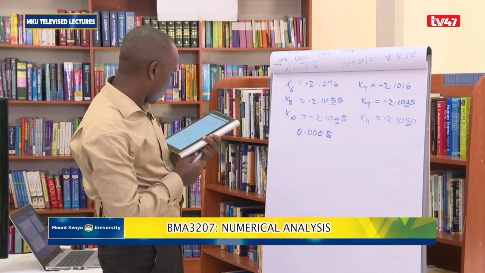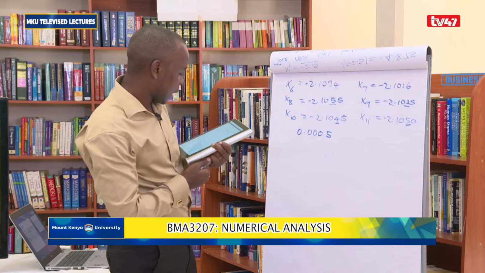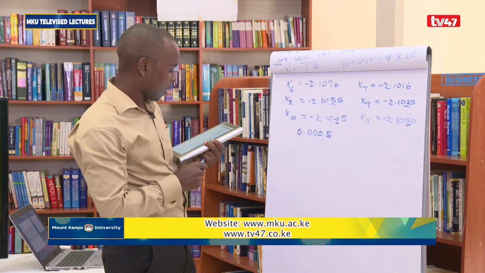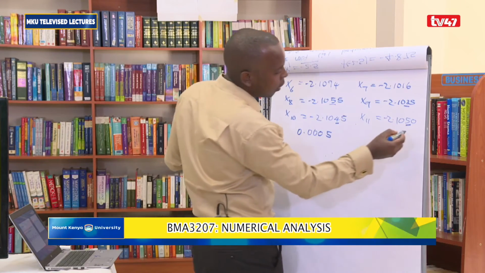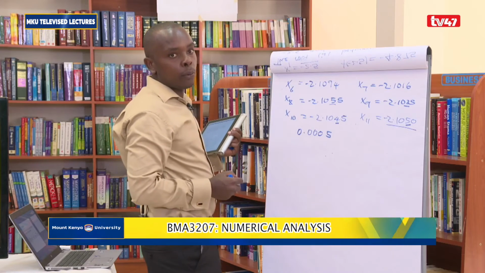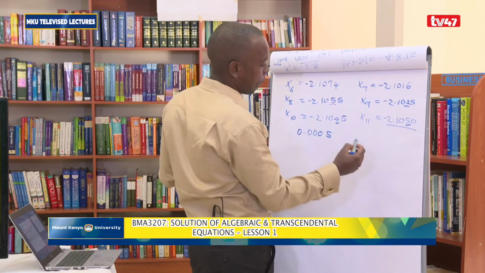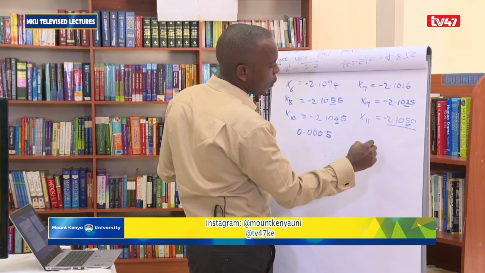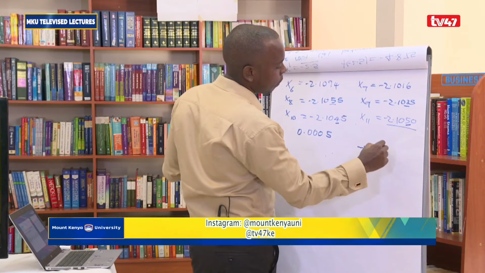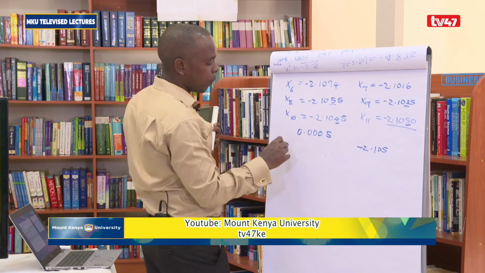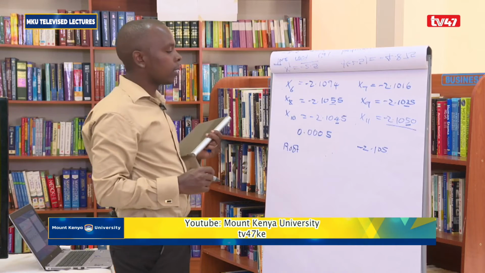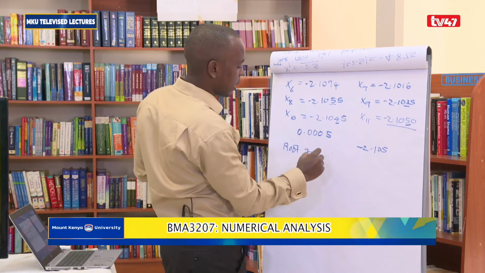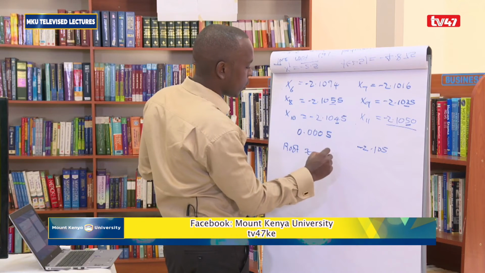Hence, we can conclude that the root is given by x11, and writing this correct to 3 decimal places will be negative 2.105. So our approximation to the root, we can say, is negative 2.105.